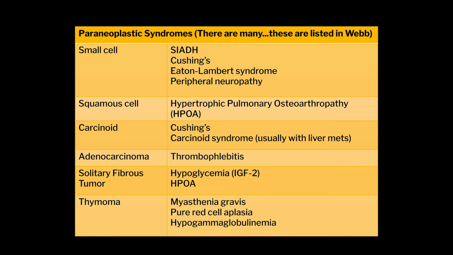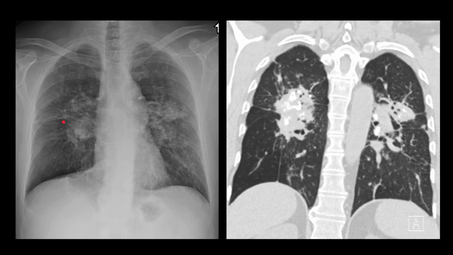Okay, question three. I showed you a chest x-ray and a coronal chest CT. On the chest x-ray, first of all, looking at the mediastinum, we have fullness in the AP window region. In the lungs, we have bilateral perihilar masses.